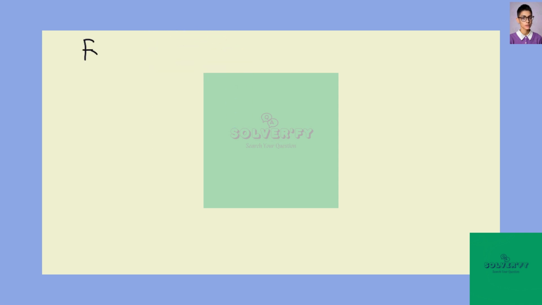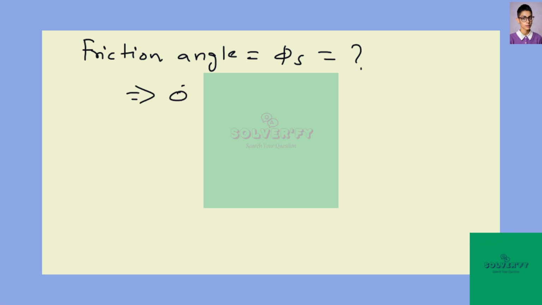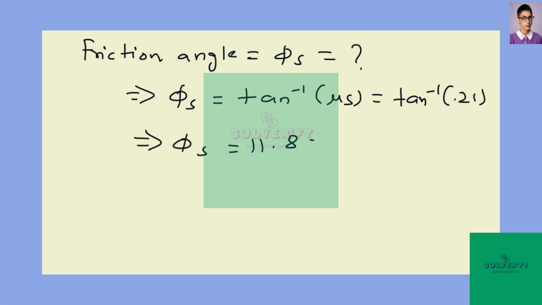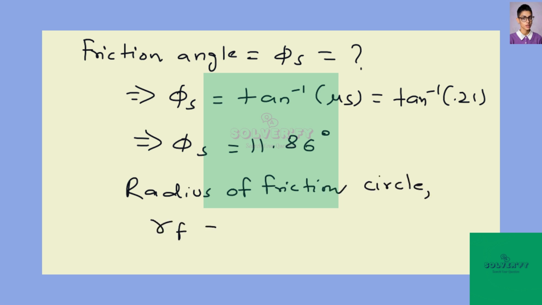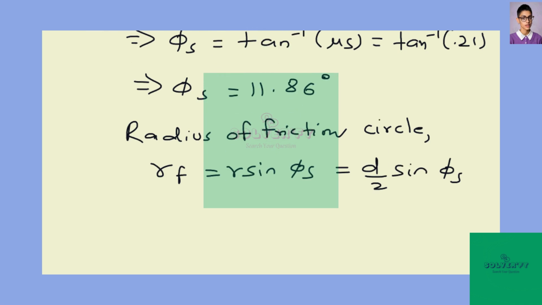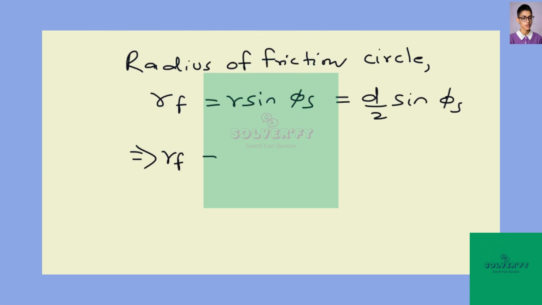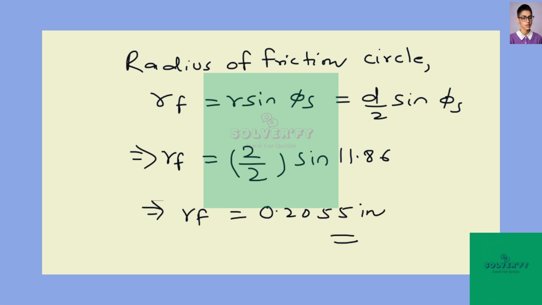Now, solving this problem, we can write friction angle phi s is equal to tan inverse mu s. On putting the value of mu s, we get phi s is equal to 11.86 degrees. Now, radius of friction circle is equal to Rf. So, we know that Rf is equal to R sin phi s. So, R is d by 2, that is diameter by 2. So, putting the given value, we will get the value of Rf is equal to 0.2055 in.